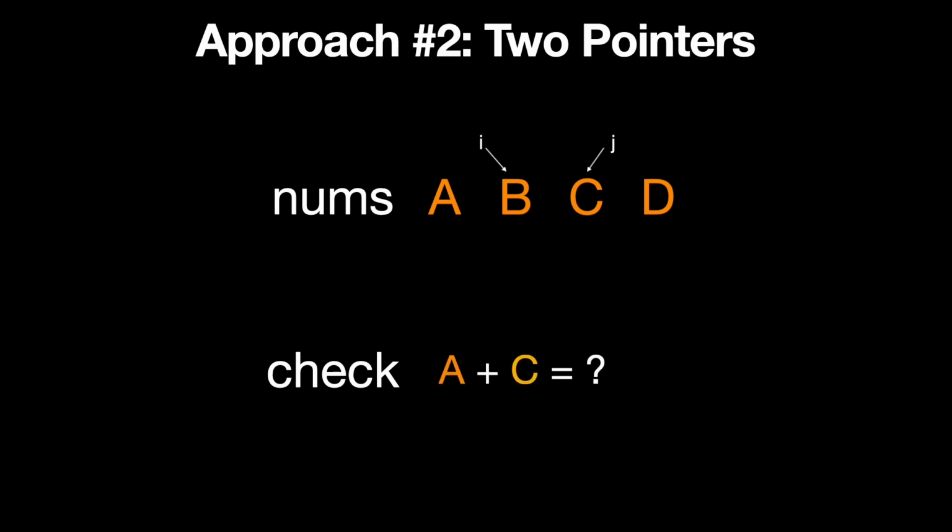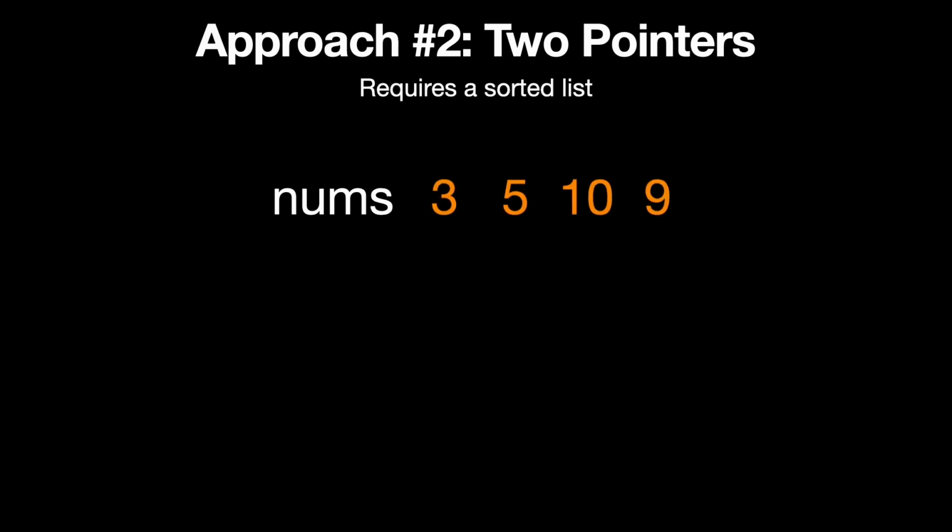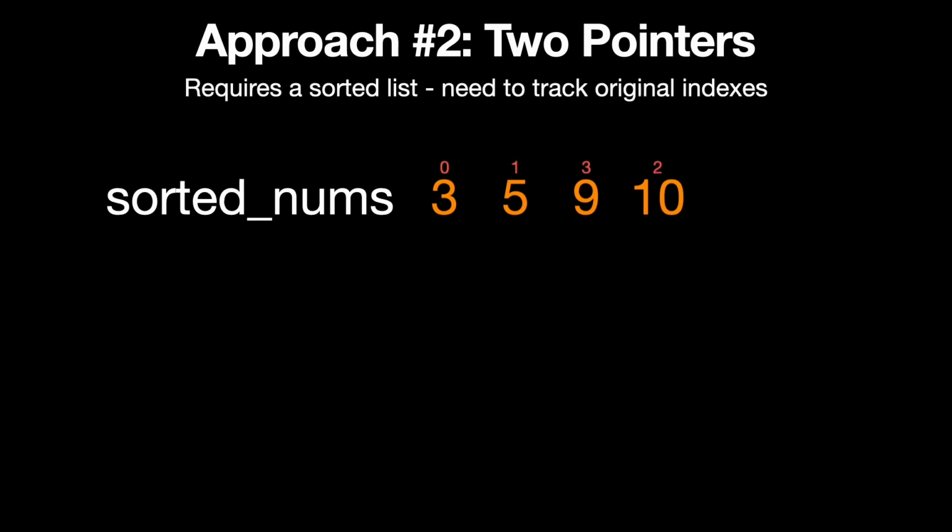However, there's one caveat to this approach. The input list must first be sorted. Since Leetcode does not provide us with a sorted list, we'll need to sort it first. That means the algorithm's runtime performance will incur the cost of sorting the array. Also, since we need to return the indices of the pairs, we'll need to keep track of the original positions as they will otherwise be lost when sorting.